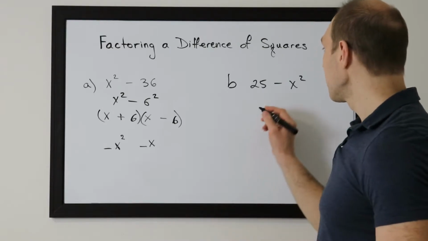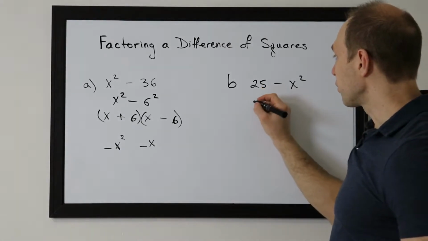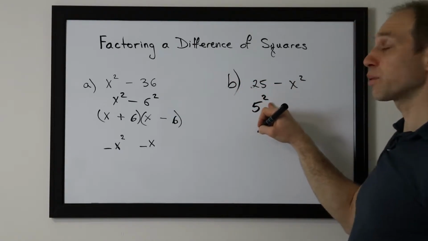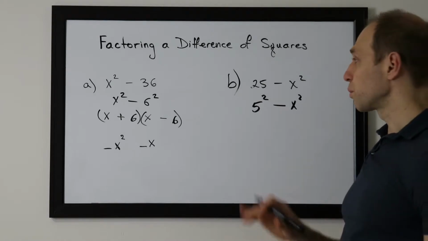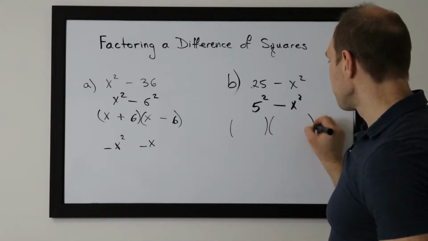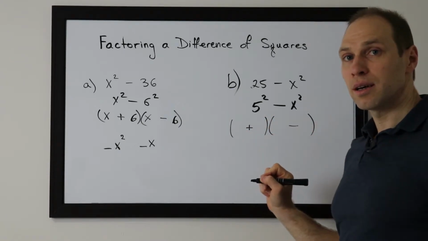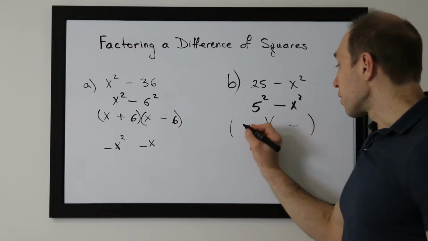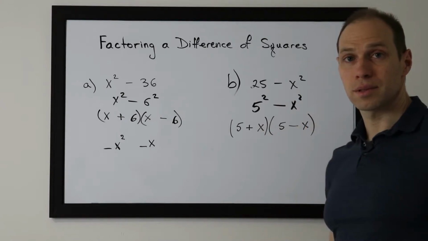For our second example, we have the number 25 and we have an x squared. So we know automatically that if we were to take the square root of 25, we would get 5. So 5 squared is 25, and x squared is also a square. And so we can use the idea of the difference of squares in terms of factoring. So we'll write our 2 brackets. In order to eliminate the middle term, we're going to have a plus sign and a minus sign. And then we'll just copy down the numbers as they appear here. So we're going to have 5, x, 5, x, and we're done.